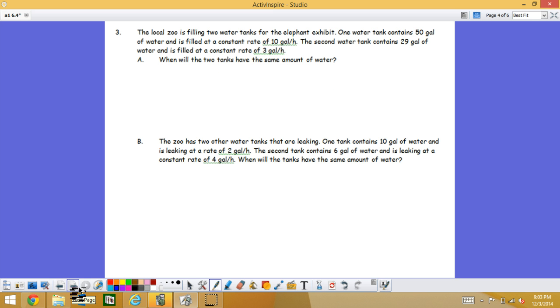Alright, so a local zoo is filling 2 water tanks for an elephant exhibit. One water tank contains 50 gallons of water and is filled at a rate of 10 gallons per hour. The second water tank contains 29 gallons of water and is filled at a constant rate of 3 gallons per hour. So when will the tanks have the same amount of water?